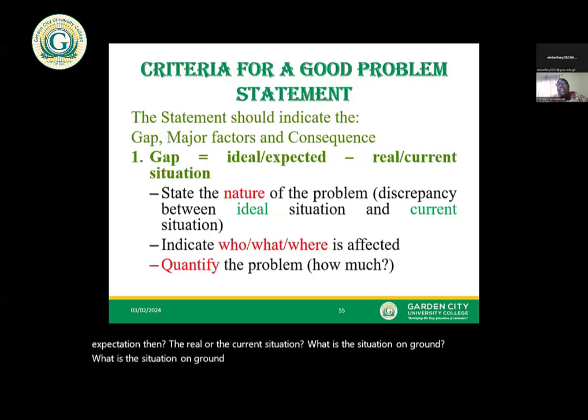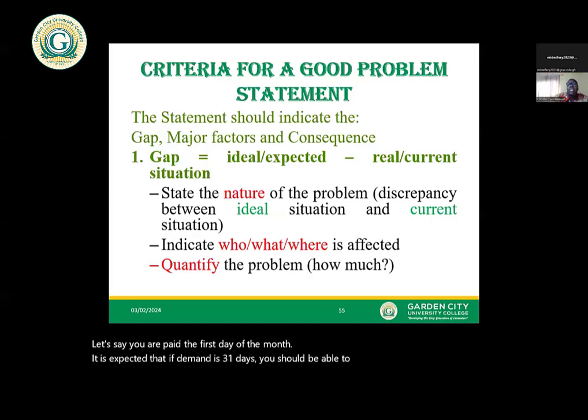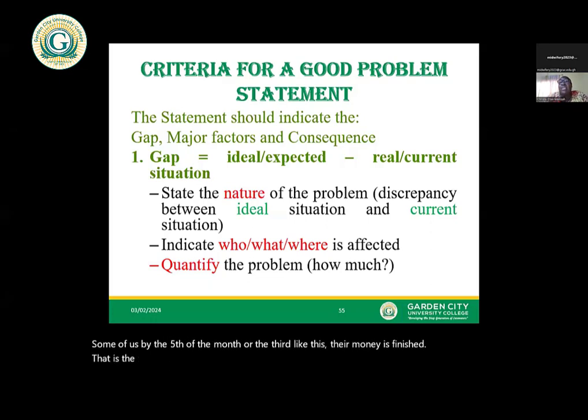Ideally, when you are paid, let's say you are paid on the first day of the month, it is expected that if the month is 31 days, you should be able to spend your salary within the 31 days. What is the real situation? Some of us, by the 5th of the month or the 3rd, the money is finished. That is the real situation. What then is the discrepancy? Is it inadequate funds, or is it misuse of funds, or what?